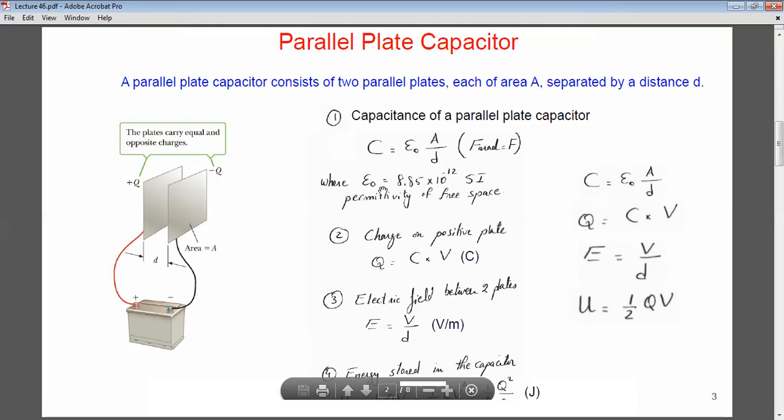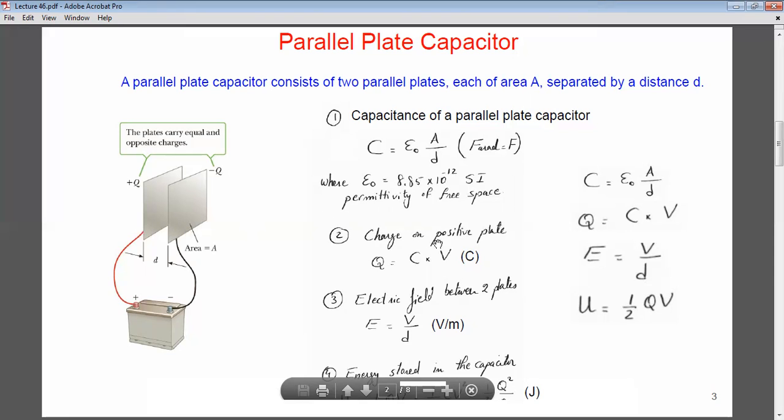where epsilon 0 is a constant. It's 8.85 times 10 power minus 12 in SI units. The area A is the area of the one plate, and D is the distance between them. And the unit for capacitance is farad. Usually, capacitors have very tiny capacitance, so the unit would be microfarad, where micro is 10 power minus 6.